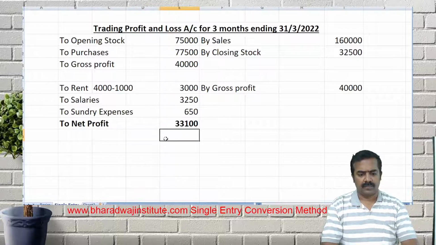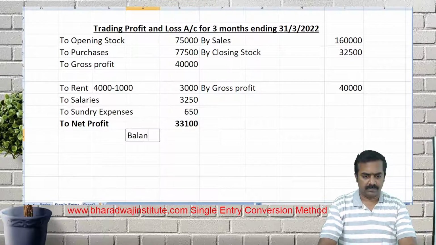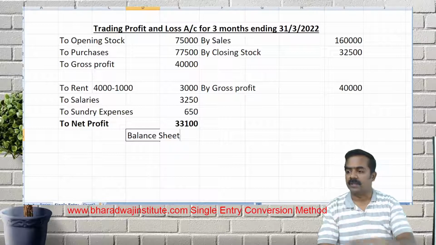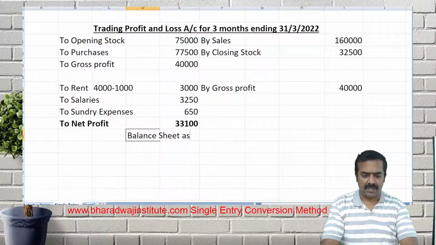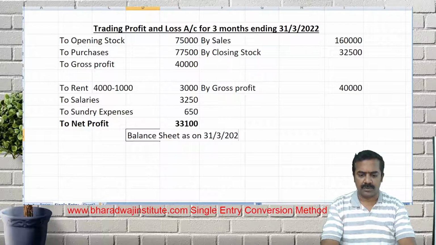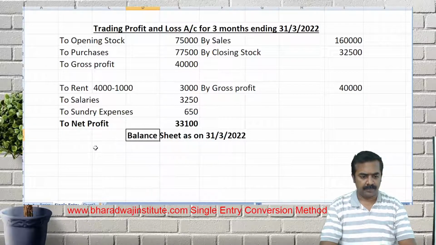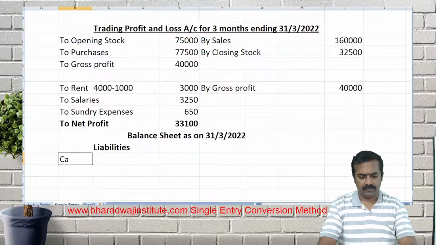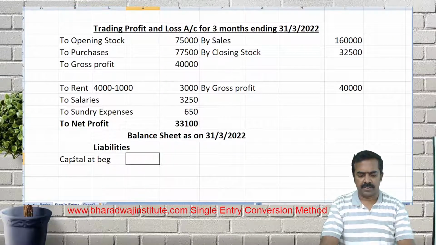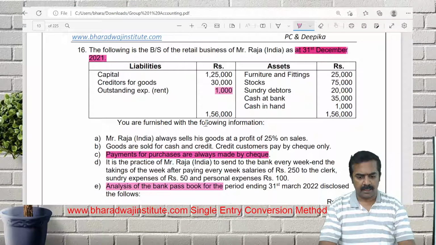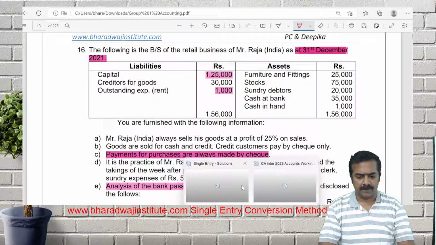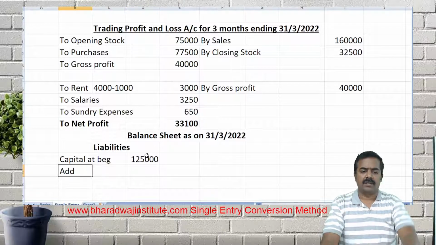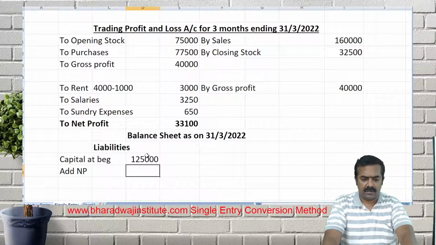Sir, should we take this cash 1,000, or put the same as cash with cashier? Cash with cashier. That is the opening balance. Balance sheet as on 31st March 2022. Capital at the beginning of the year, how much is given? 1,25,000. Add net profit 33,100.